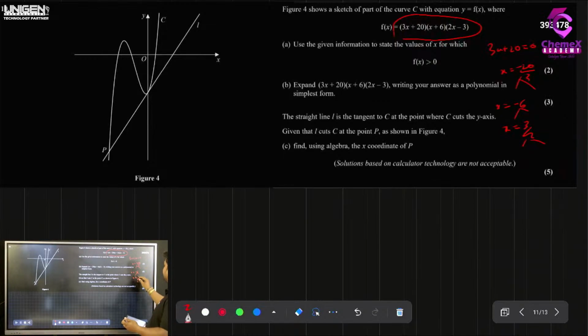Understood? So if I take minus 6, you take 0 and minus 7. So if you take 0, what happens? This becomes 20. This is 6. This is minus something. So you get a negative value if you take 0. So x should be what then? Smaller than minus 6 and larger than minus 20 over 3. Got it or not? For it to be larger, you take numbers on either side and judge by putting them in for x. Got it?